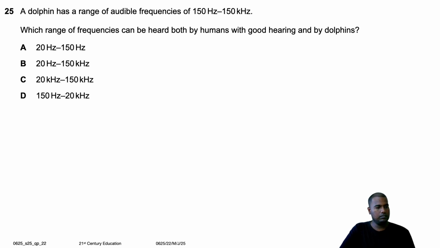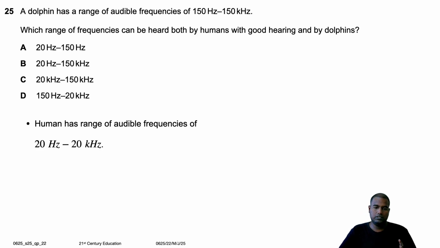A dolphin has a range of audible frequencies from 150 hertz to 150 kilohertz. Which range of frequencies can be heard both by humans with good hearing and by dolphins? Humans have an audible range of 20 hertz to 20 kilohertz. Dolphins can hear only from 150 hertz, and humans can hear only until 20 kilohertz. So it's 150 hertz to 20 kilohertz that both human and dolphin can hear.